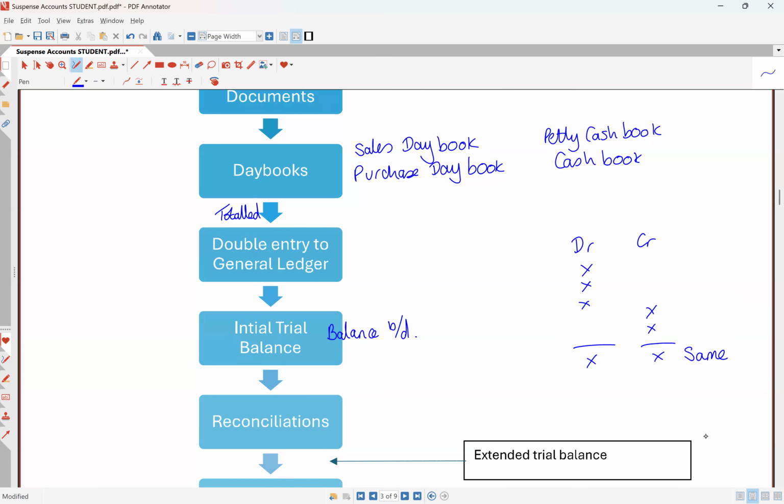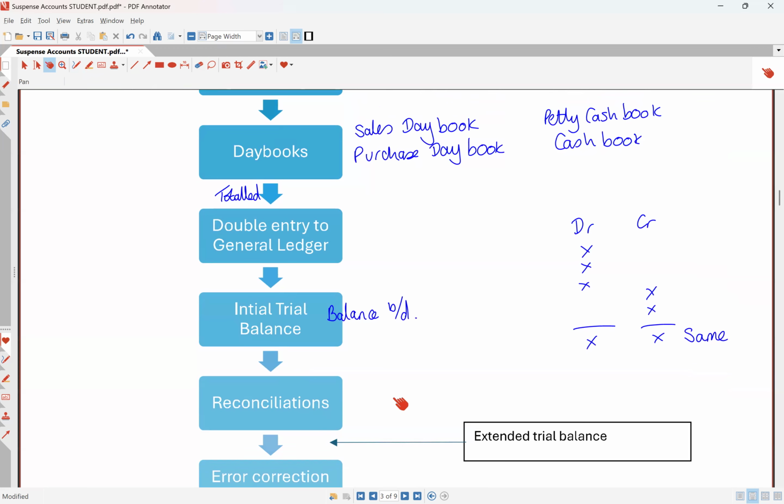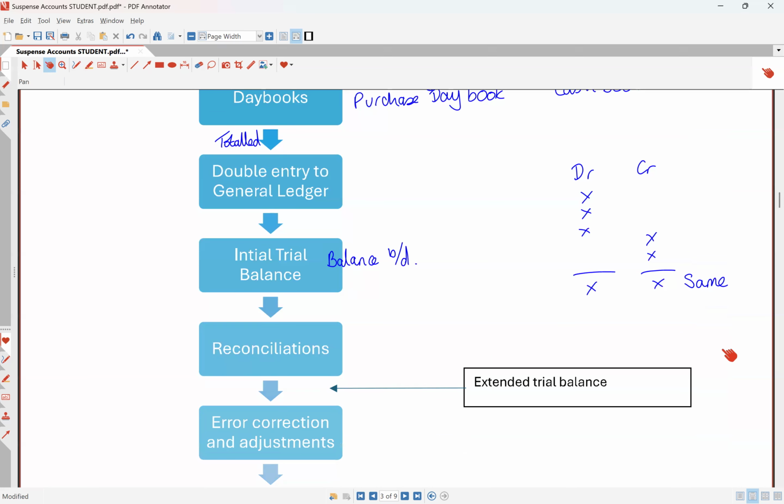Then we do our reconciliations. And our reconciliations, that's when we start doing a comparison. So for example, we mentioned before the receivables ledger control account. Well, that sits in the general ledger, and we might then compare it to our subsidiary ledger, the payables ledger. Or we might find a difference because we don't balance. And if we don't balance, well, where has something in this process gone wrong? That's our job, to find out where it's gone wrong. And that's when we need to carry out some error correction and adjustments.